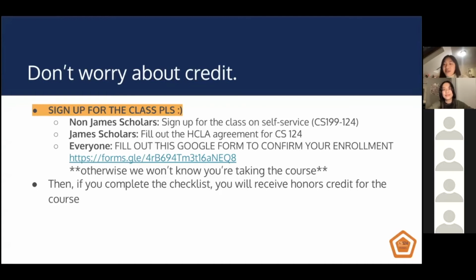And to sign up for the class, there are different protocols for non-James Scholar students and James Scholar students. I think we put this in many forms, but we just wanted to reiterate this information. So for non-James Scholars, just make sure to sign up for the class on self-service. We have this section linked below. And then for James Scholars, all you have to do is fill out the HCLA agreement for CS 124 to receive credit. And everybody fill out the Google form.